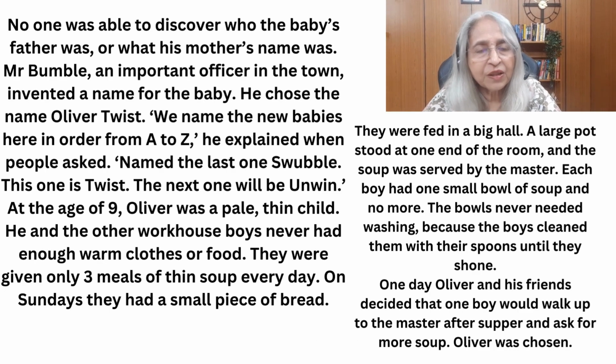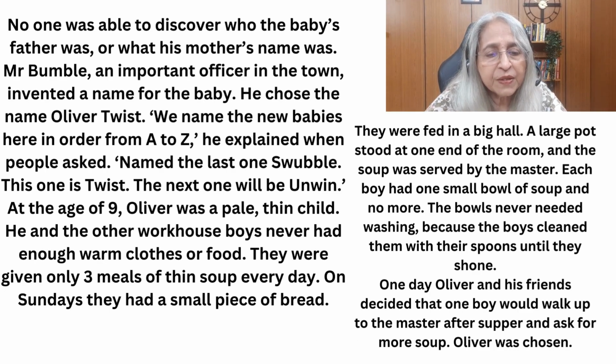We'll go now to the third part. No one was able to discover who the baby's father was or what his mother's name was. Mr. Bumble, an important officer in the town, invented a name for the baby. He chose the name Oliver Twist. "We name the new babies here in the order of from A to Z," he explained. "When people asked, I named the last one Swubble. This one is Twist. The next one will be Unwin."